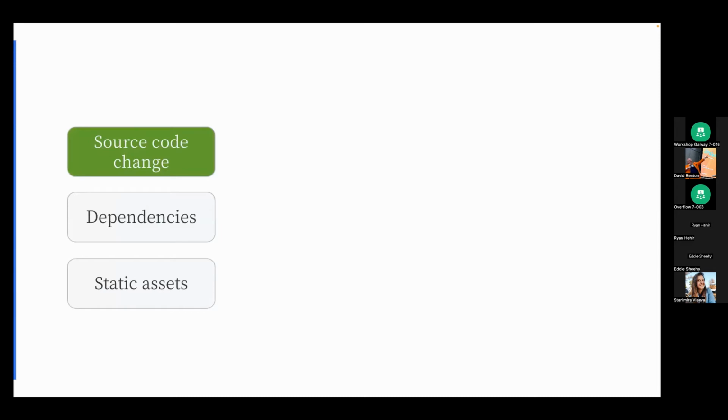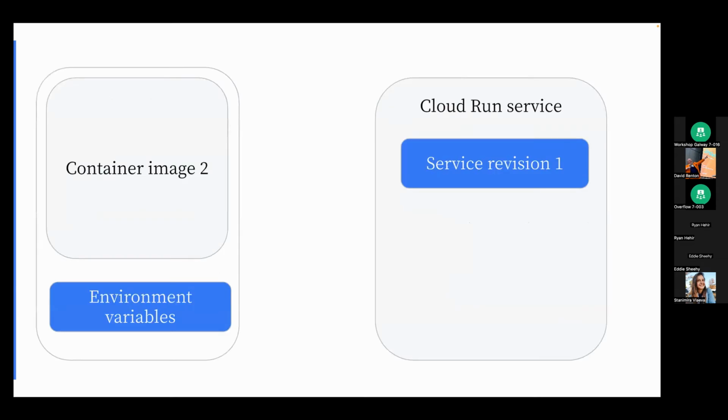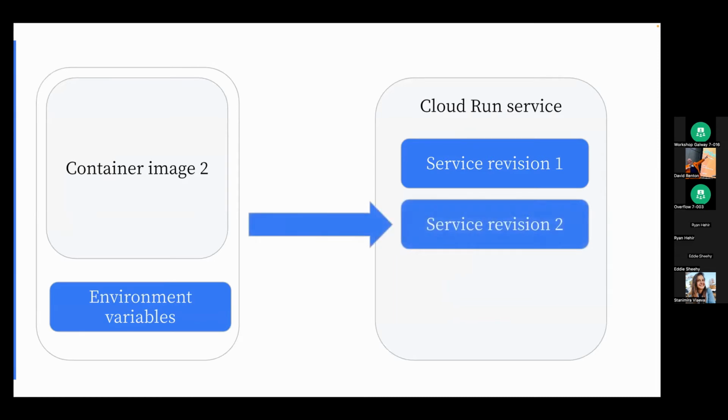What happens if we change something and we want to deploy a new version? Well, we build a new container image. So we run the same build process with Docker or buildpacks, depending on how we configure it. We upload that to cloud storage, and then we add new environment variables or maybe the same environment variables. And then we add a new revision to our Cloud Run service. So now we have 2 versions of our application. How do we decide which one is being used?